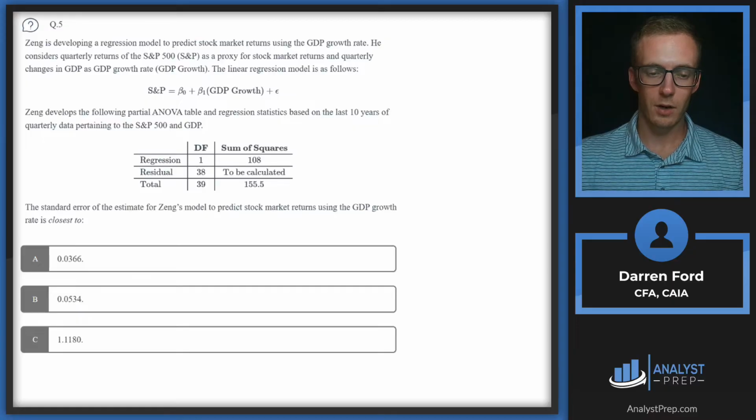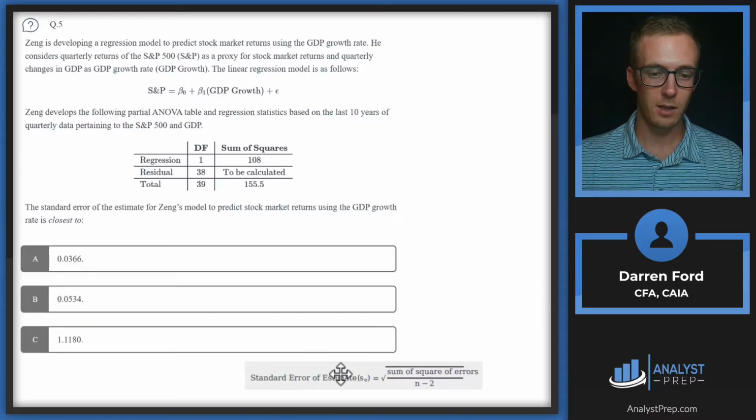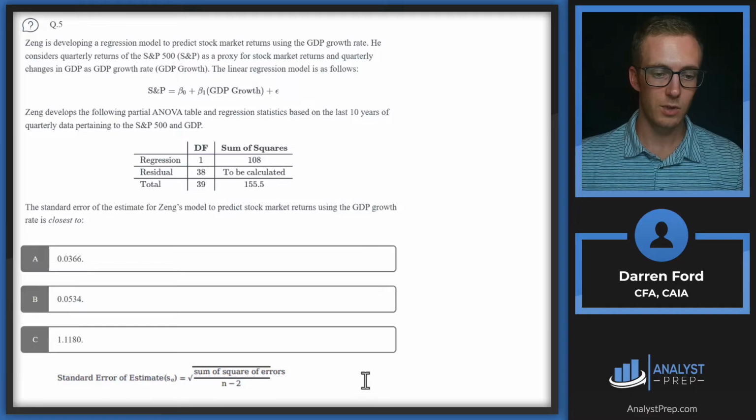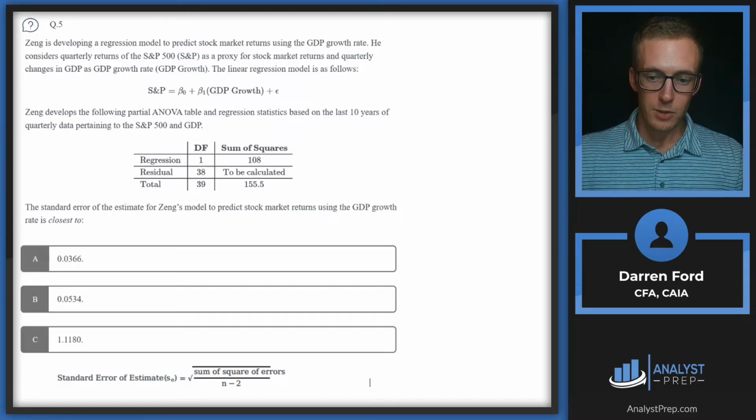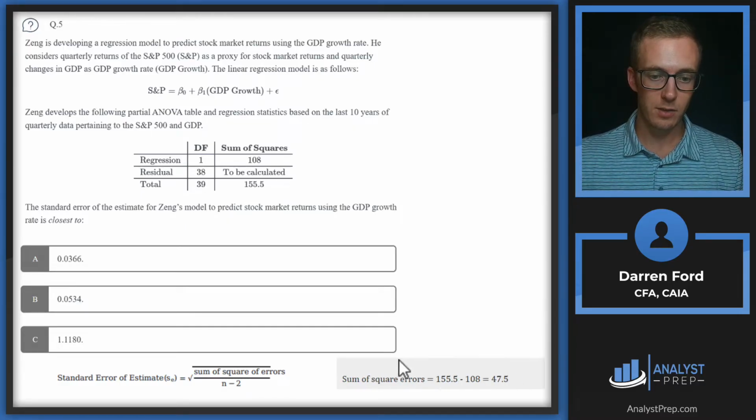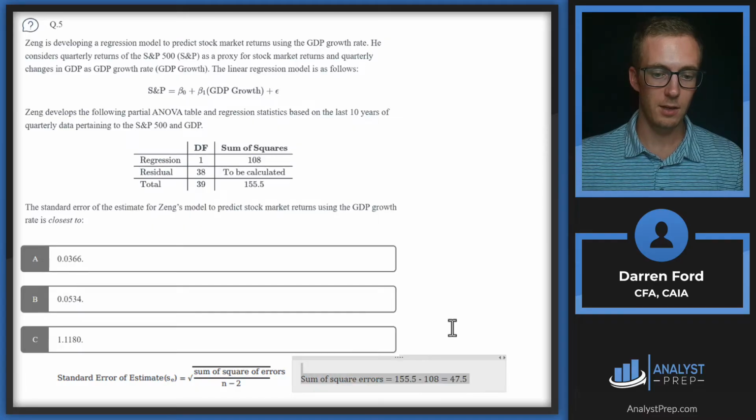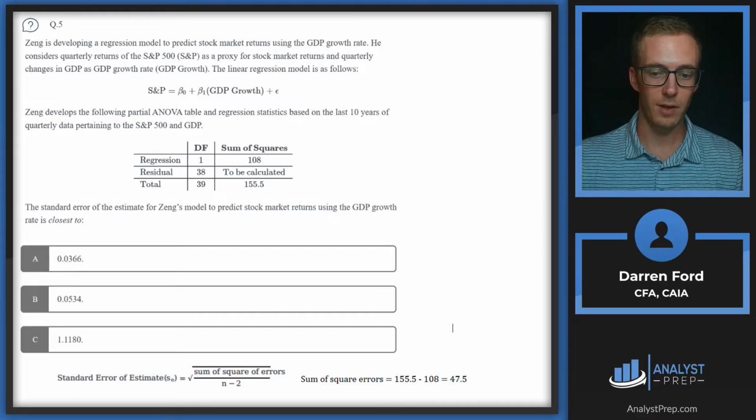So I'm going to start pulling in our formulas here. We're looking to calculate the standard error of the estimate, which is going to be the sum of square errors over n minus 2, and then we are going to take the square root of that. To calculate sum of square errors, that is simply going to be this 155 total number minus the 108 number that we have here. So that's going to give us an answer of 47.5. So that's going to go in our numerator up here.